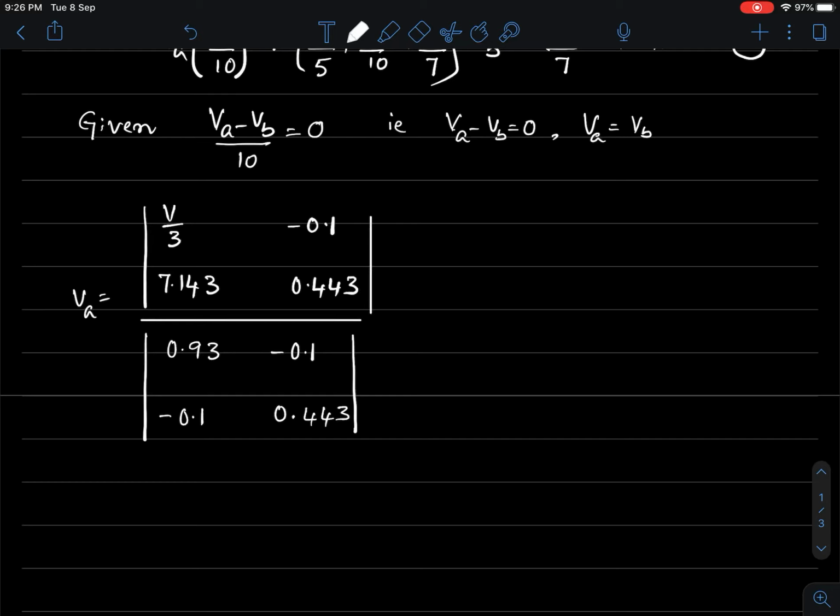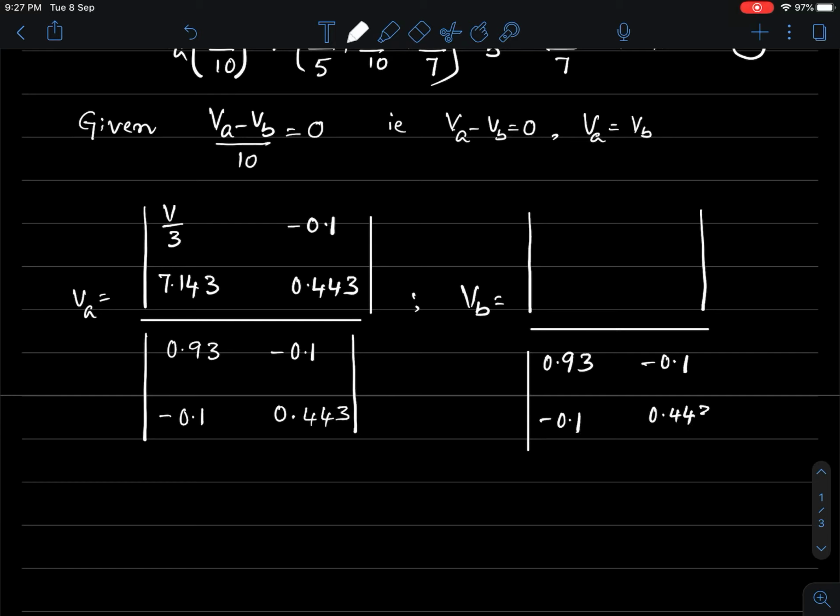This is my VA. And what is VB? VB is written as the ratio of two determinants. The denominator is delta and the numerator determinant is obtained by replacing the second column of delta by the right hand side elements of equation 1 and 2. That comes out to be, this is my delta as it is, 0.93, minus 0.1, minus 0.1, 0.443.